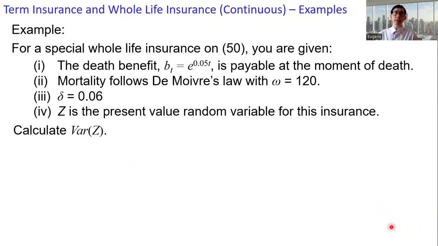All right, let's take a look at another example. For a special whole life insurance issued on an individual at age 50, the death benefit is e to the power 0.05t payable at the moment of death. Mortality follows De Moivre's law, omega equals 120. Force of interest, delta 0.06. We want to get the variance of this insurance.